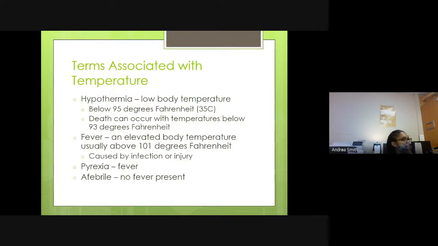And yes, I know, Miss, why can't they just say there's no fever? Because that's just not medicine. Medicine likes to be difficult.